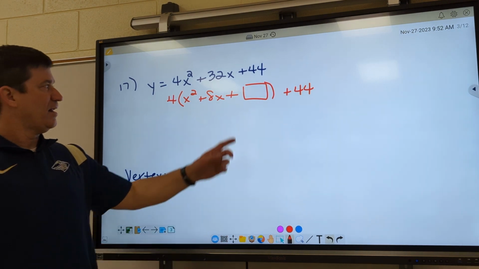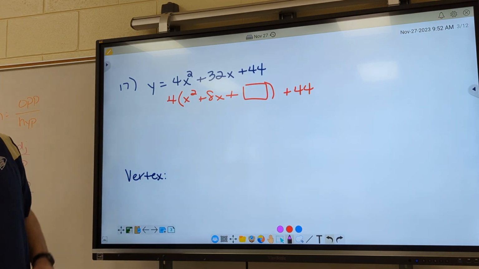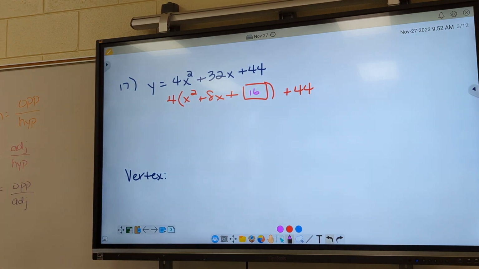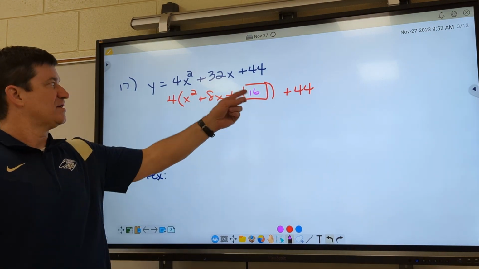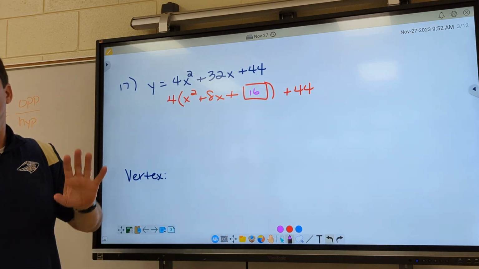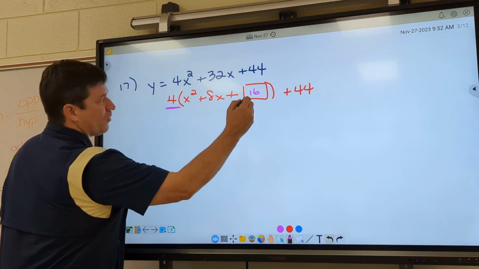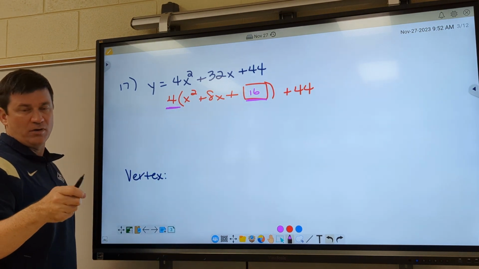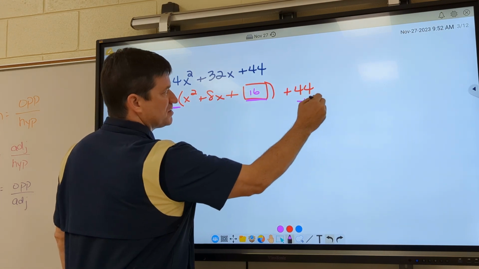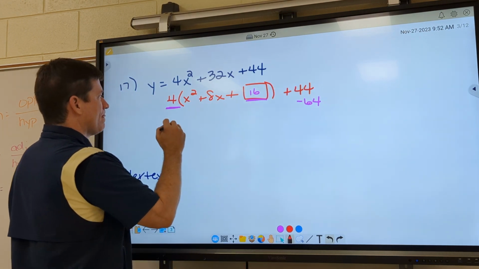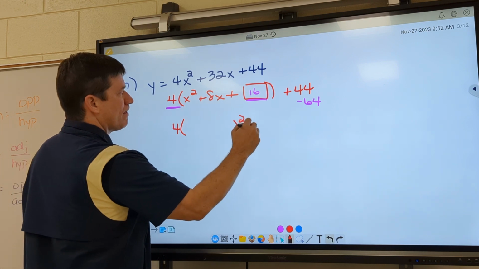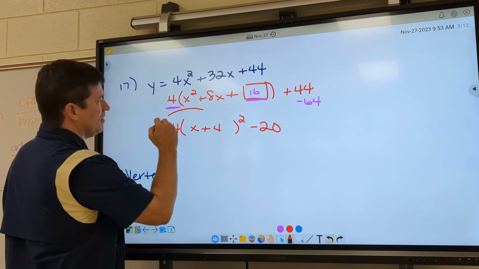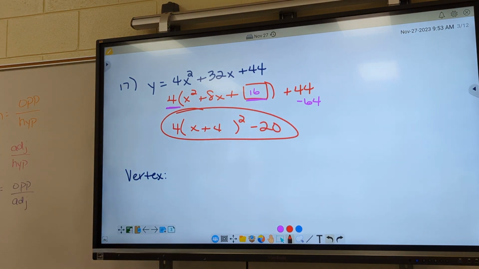All right, here we go. Laney, can you fill in the box for me? 16. Half of 8 is 4, squared is 16. That's good. So Samara, what we did on the last problem, if I had plus 16 here, I put a minus 16 here. But hold up, this one's different. You've got a 4 in the front that we have to deal with. 4 times 16 is positive 64. So what goes over here? Negative 64. We got it. So (x + 4) squared is right here. That is your standard form of the equation.